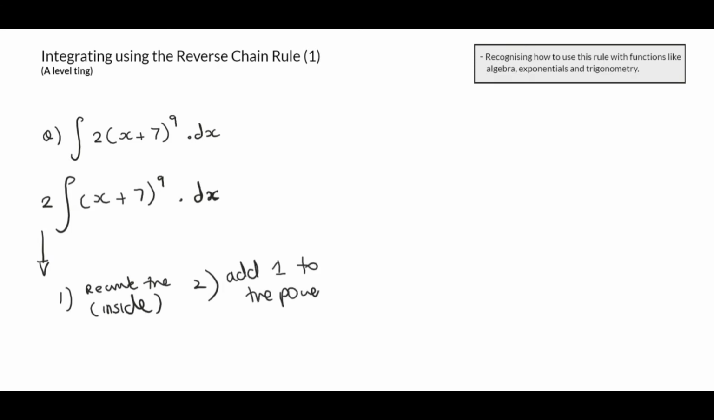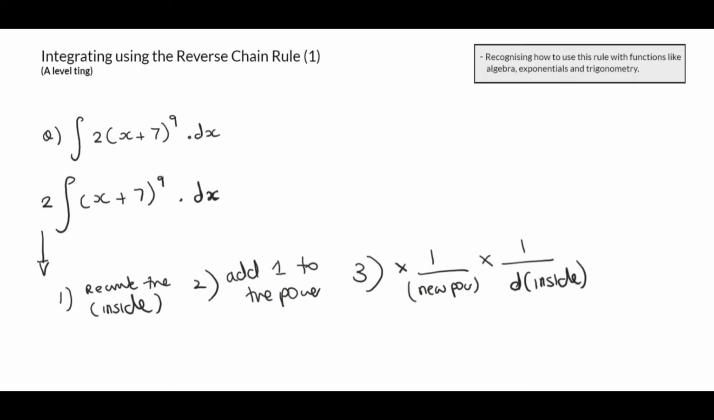Okay. Step 3 and step 4, you're going to times by 1 over the new power, so whatever the new power is. And you're also going to times by 1 over the derivative of the inside. So what happens when you differentiate the inside? So the derivative of the inside. Now listen, we're going to go through this so you're going to fully understand what's going on.